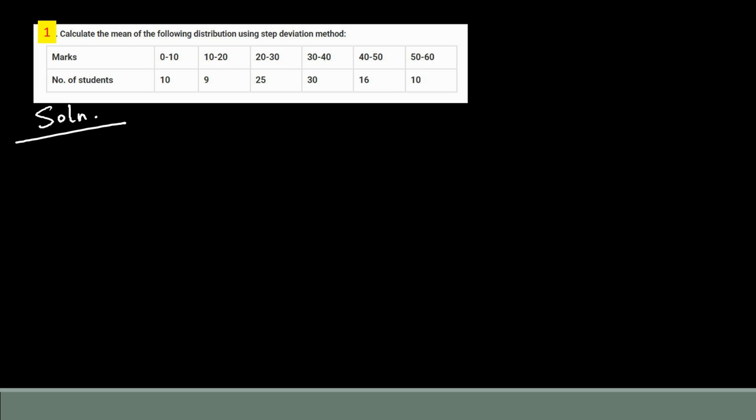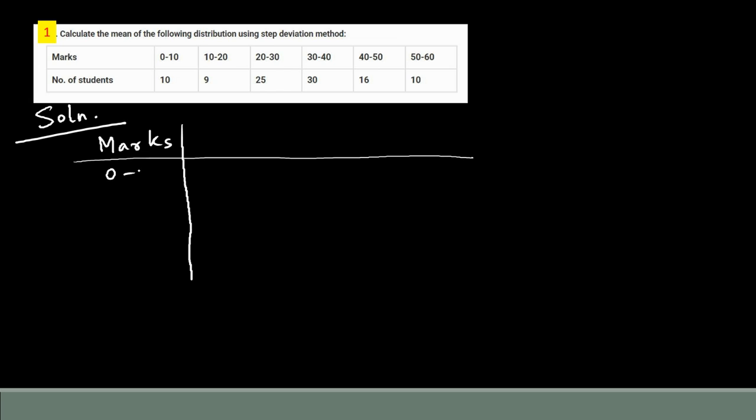Calculate the mean of the following using step deviation method. They want us to use step deviation method. So how will we do it? The marks. Okay, we have another sheet. The marks they have given as 0 to 10, 10 to 20, 20 to 30, 30 to 40, 40 to 50, and 50 to 60.